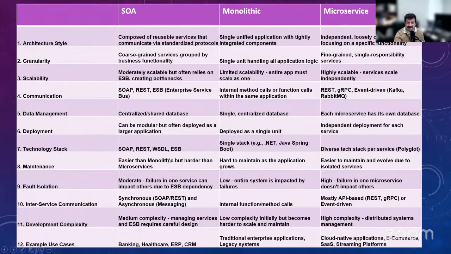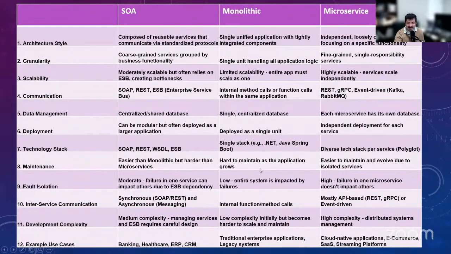Deployment, we already discussed. Technology stack: SOA uses SOAP, REST, and ESB, and gives you a slightly more diverse tech stack. In monolith, everything has to be in .NET or Java, whereas in microservices, you can have a combination of technologies. Fault tolerance: because of the ESB dependency, the fault tolerance was less. Before I go to maintenance, that's interesting: SOA is easier than monolithic, but harder than microservices.